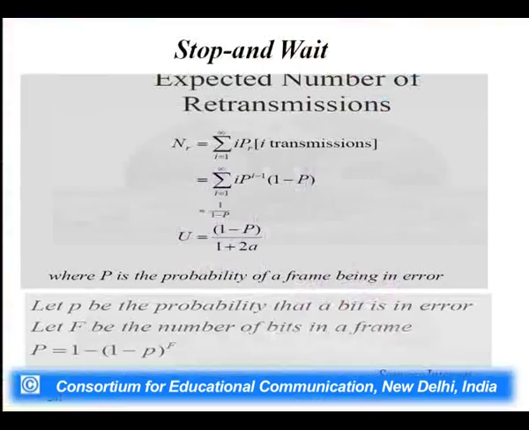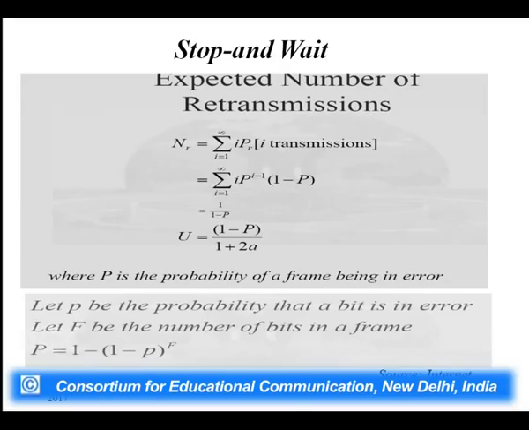So, if you look at this small p, I said it is the probability that a bit is in error. Let f be the number of bits in a frame. If a frame consists of f bits, then what will happen? 1 minus p is the probability that the bit has no error. The first bit has no error, its probability is 1 minus p. Second bit has no error, its probability is 1 minus p. And third bit has no error, 1 minus p.